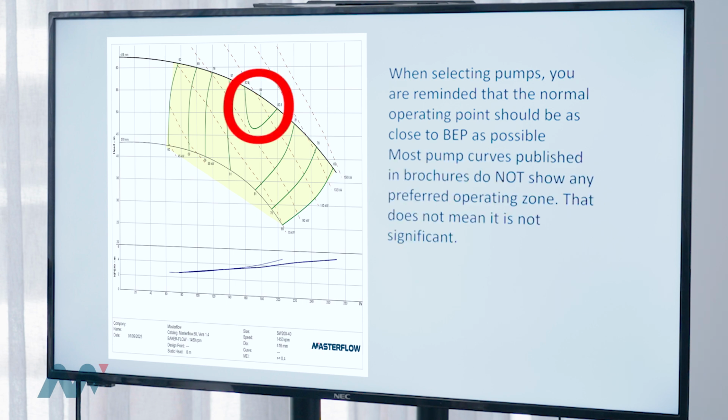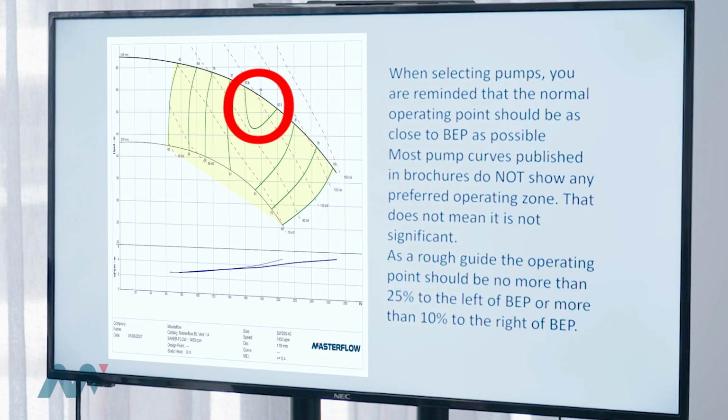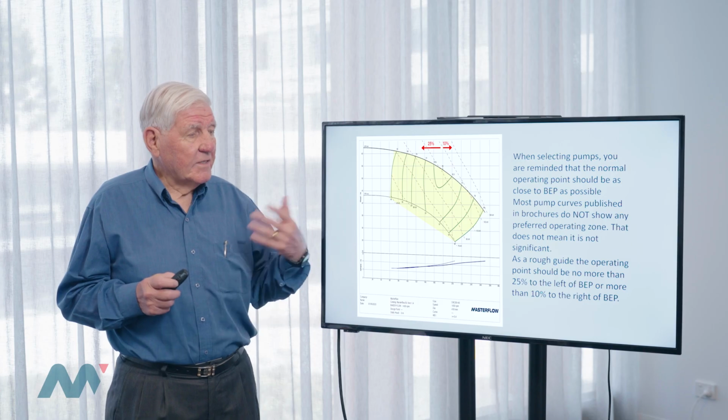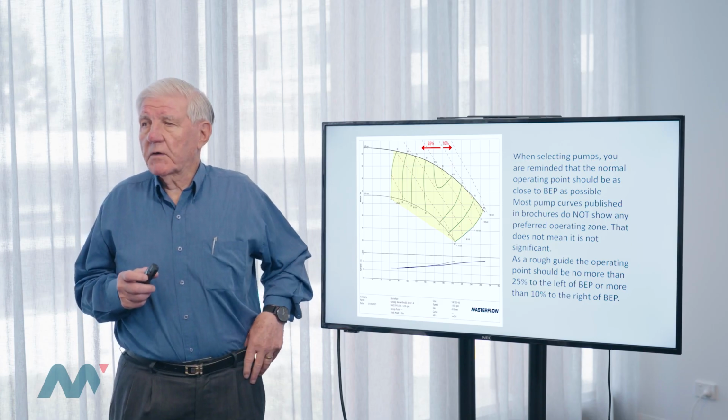Most pump curves do not show this information, but you should know that that information is important. And as a rough guide, if it's not shown on the curve, no more than 10% to the right of BEP and no more than 25% to the left of BEP. That's a rough guide of the preferred operating zone.